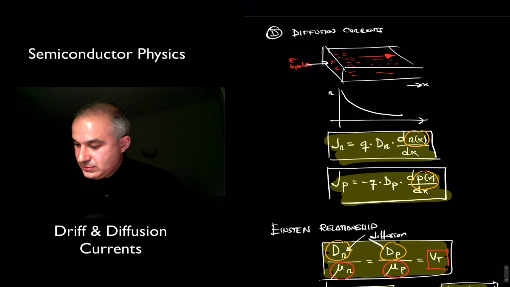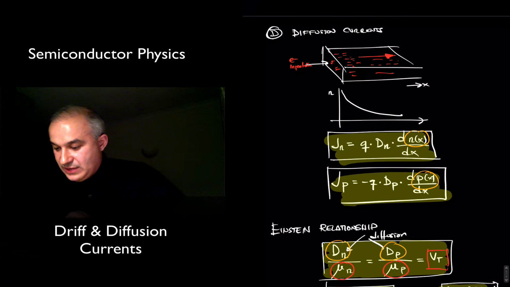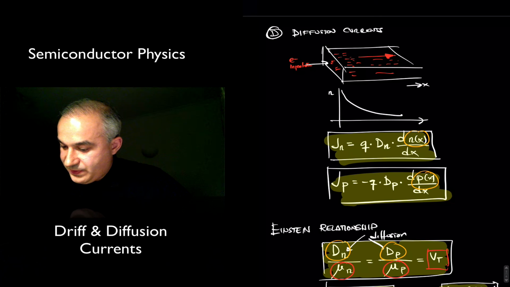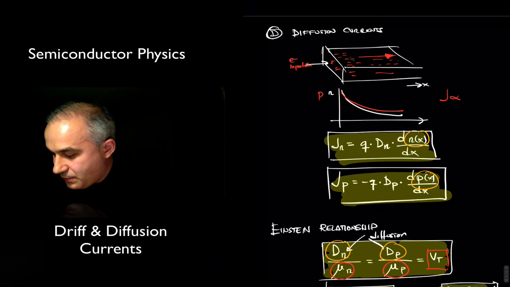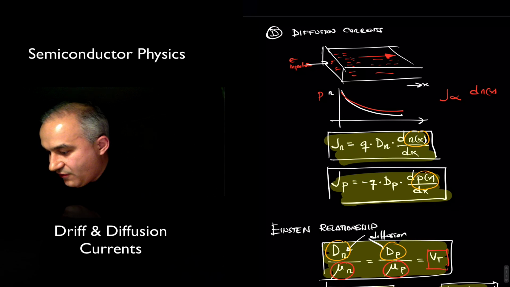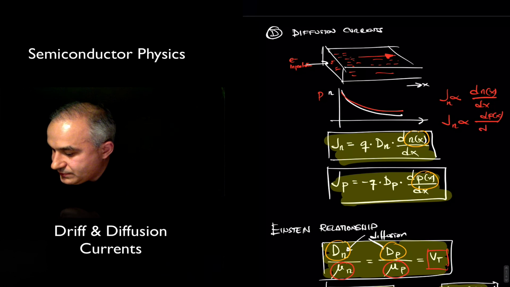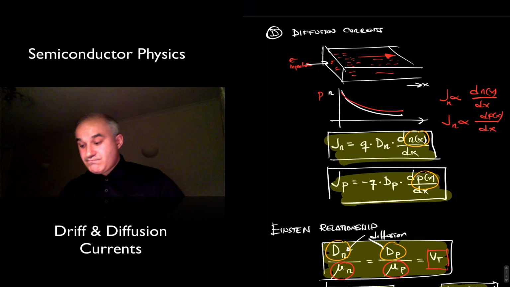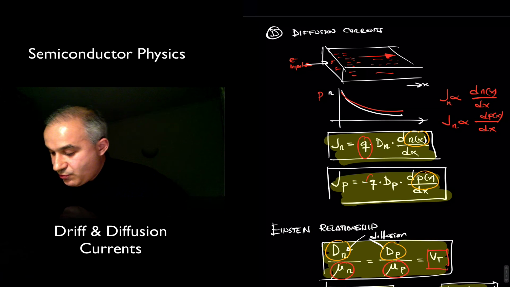Diffusion. I did here a difference in concentration of electrons. There could also be a difference in concentration of holes. The idea is that in this case the current density is proportional to the gradient of the respective concentrations that you have. This is for free electrons. This is for holes. And, of course, the amount of charge that you're moving, and the diffusivity.